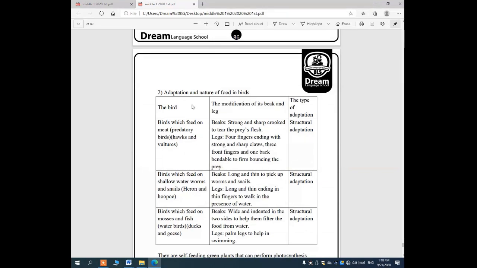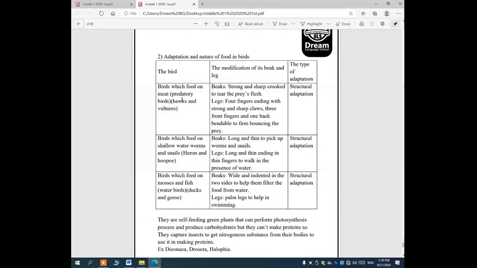We have here adaptation in birds. First, we will talk about birds like hawk and vultures, the predatory birds. First, we will talk about the beaks of the hawk and vulture. They have strong and sharp beaks. Why? To catch the prey. So it is a structural adaptation. The hawks and vultures don't have a mouth, but the mouth is modified into strong and sharp beaks.